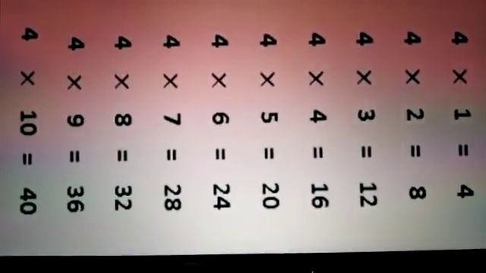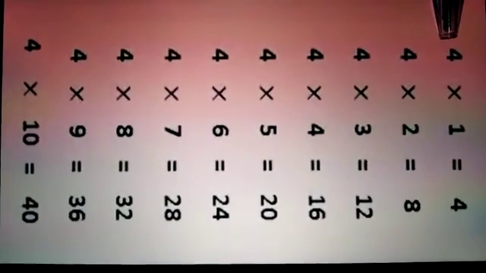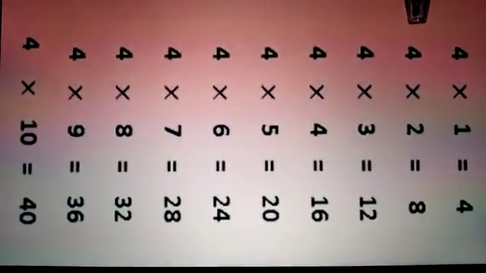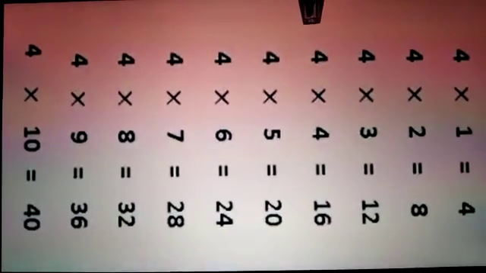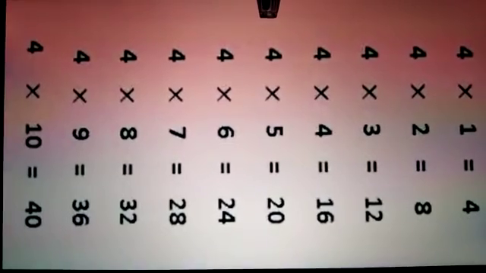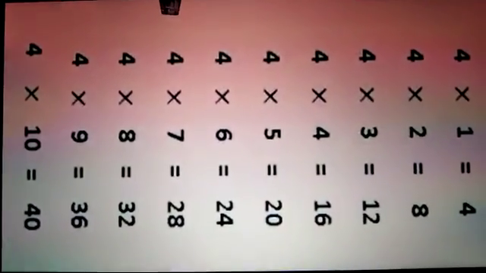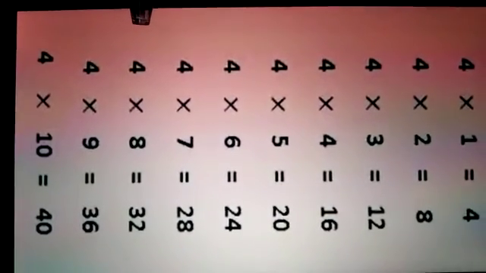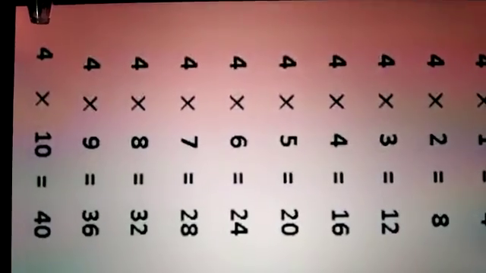Now come to the timetable of 4. 4 1s are 4, 4 2s are 8, 4 3s are 12, 4 4s are 16, 4 5s are 20, 4 6s are 24, 4 7s are 28, 4 8s are 32, 4 9s are 36, 4 10s are 40.